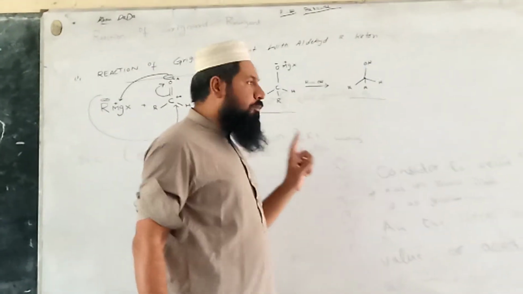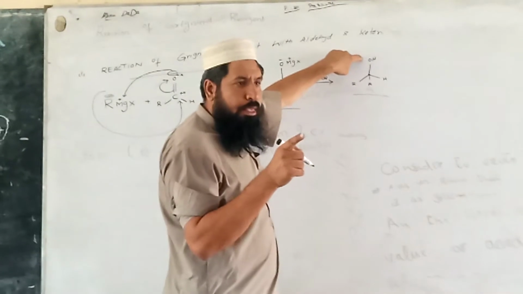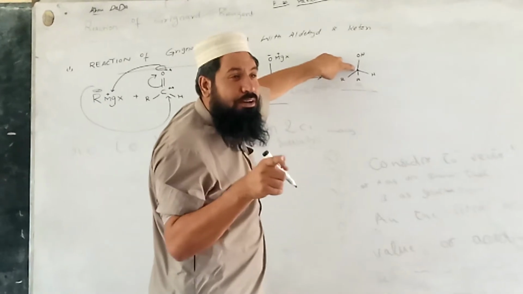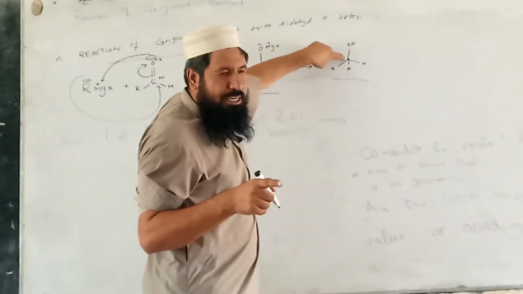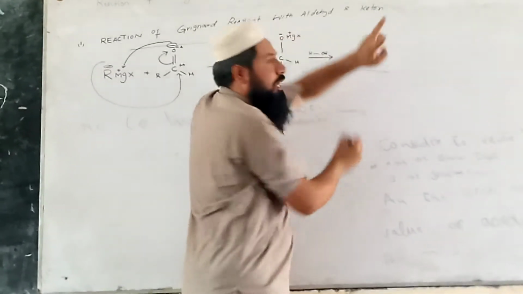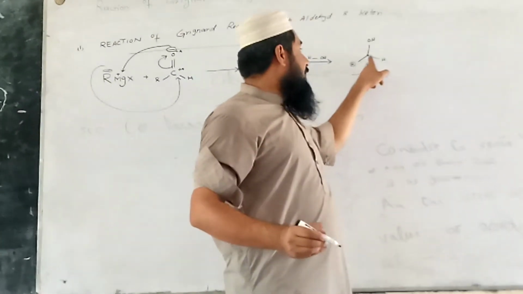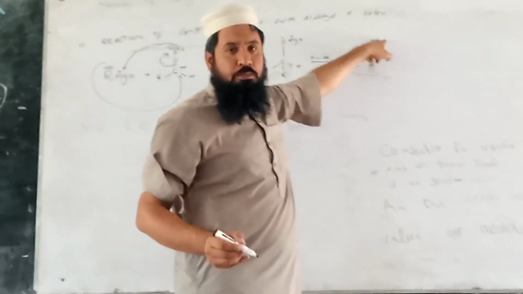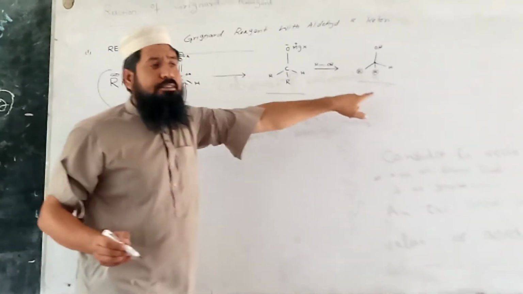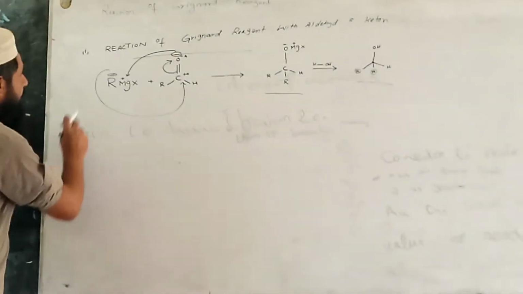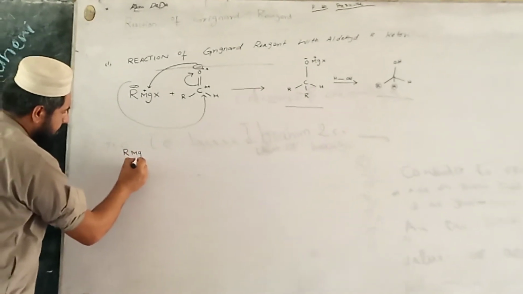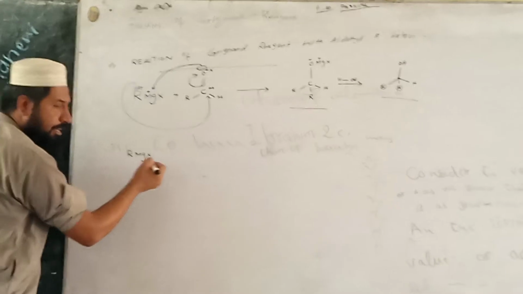Why is it a secondary alcohol? Because the hydroxyl group is attached directly to a secondary carbon. Why do we call this carbon a secondary carbon? Because it is further attached to two other carbons. So when the OH group is directly linked with a secondary carbon, those alcohols are called secondary alcohols. Now look at its reaction with RMgX, which is alkyl magnesium halide, a Grignard reagent.